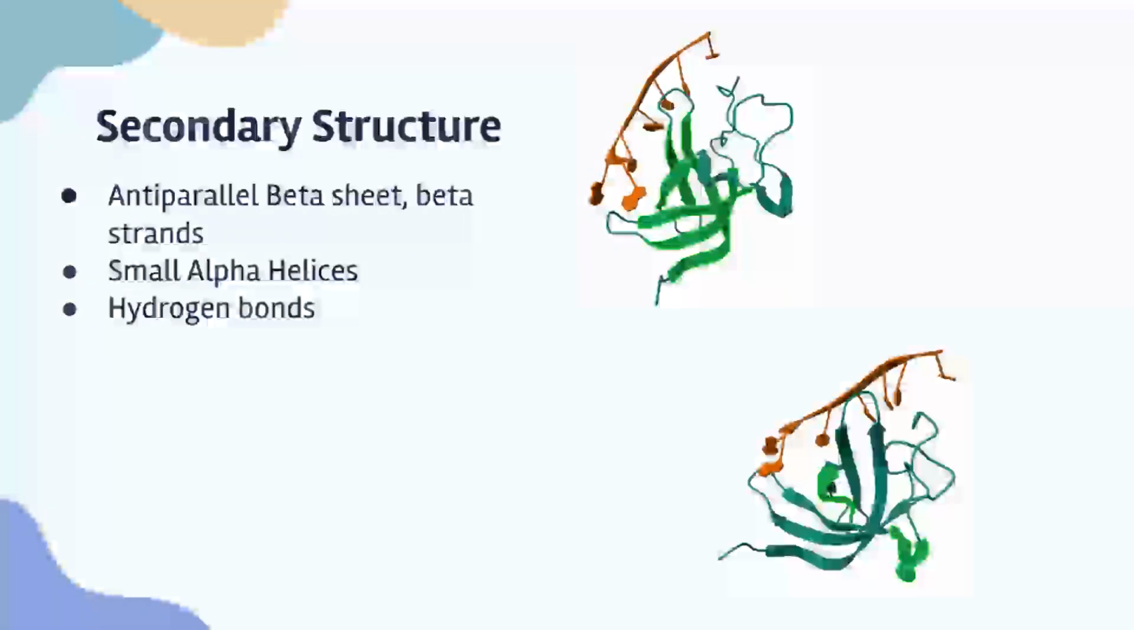The secondary structure of YB1 includes anti-parallel beta sheets, which consist of beta strands that are running in opposite directions, that's why it's anti-parallel, and small alpha helices. These are linked together by hydrogen bonds, which form between the carbonyl oxygen of one amino acid and the amino hydrogen of another amino acid.